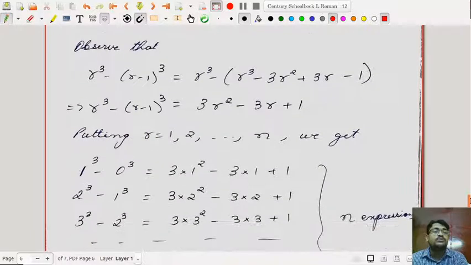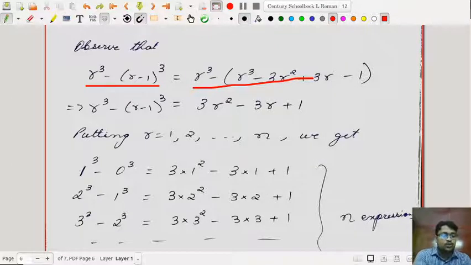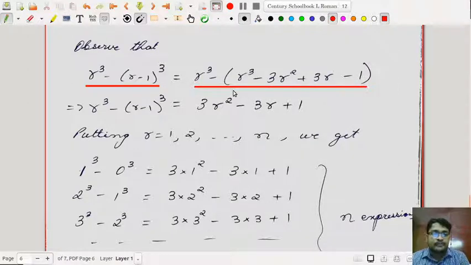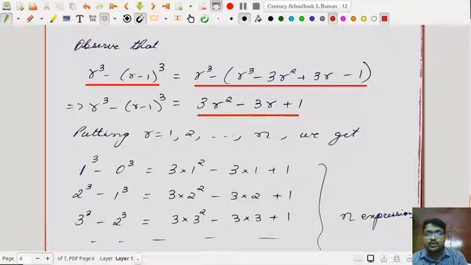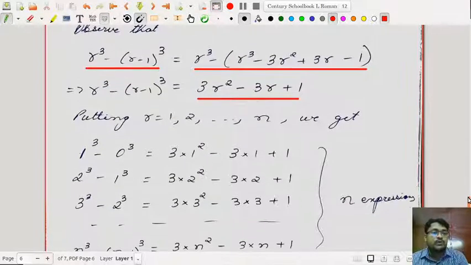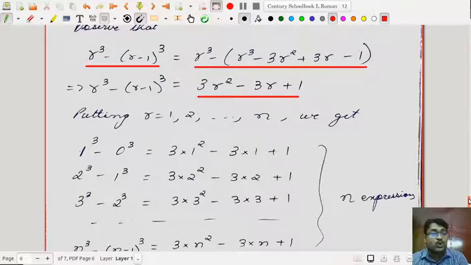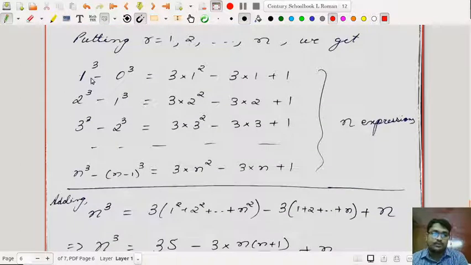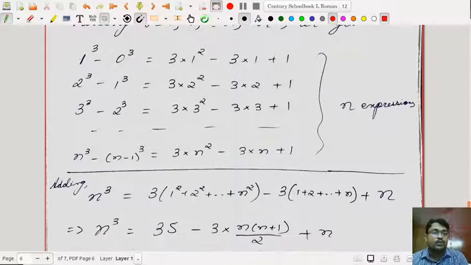What we do is we observe r cube minus r minus 1 whole cube. If you simplify it, r minus 1 whole cube can be written as r cube minus 3r square plus 3r minus 1. Then this r cube will get cancelled, and you will be left with 3r square minus 3r plus 1. And then you put r equal to 1, 2, 3 up to n, successively. If you put r equal to 1, you will get 1 cube minus 0 cube.